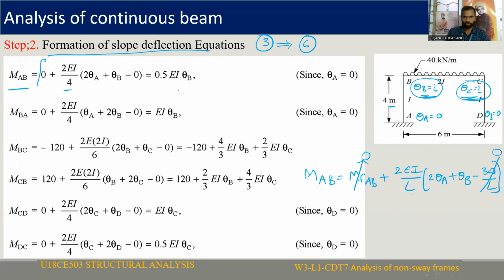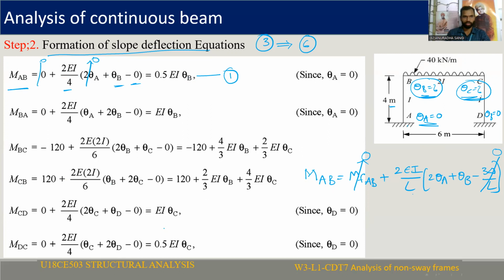Theta A is also 0 because this is a fixed support. For a fixed support, rotation is 0. Rotation of support is 0. And theta B is unknown. The delta is also 0. If you solve this, you will get 0.5 EI theta B. Consider this as equation number 1.